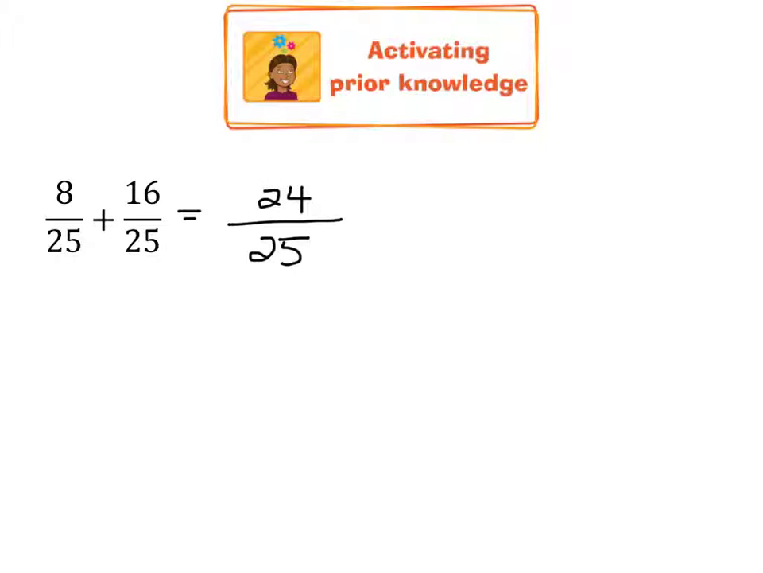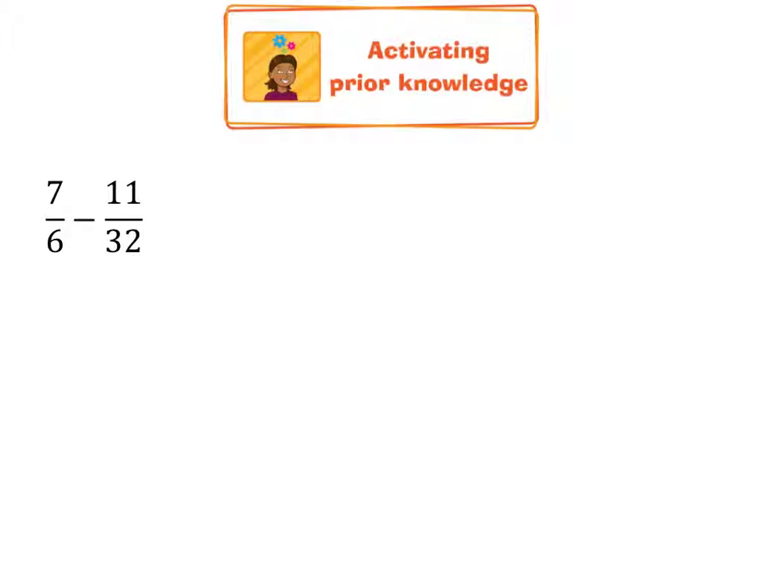24. So we have 24 over 25. Every one of our fractions has a common denominator, and that's what we're shooting for. All right, let's go to the next one: 7 over 6 minus 11 over 32. Write this down.